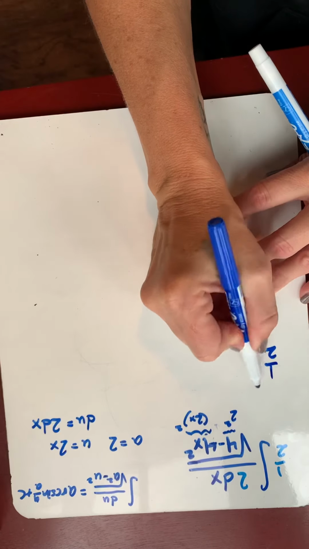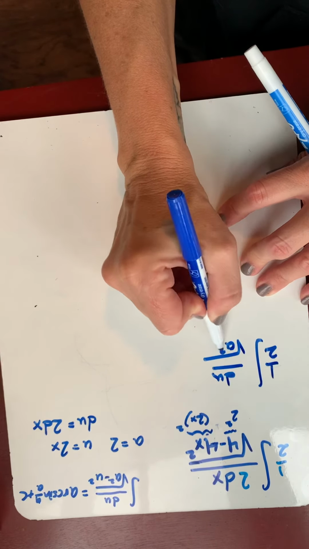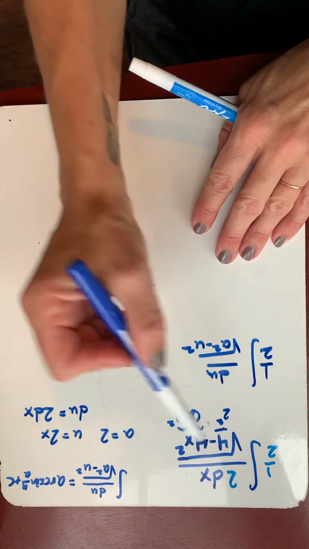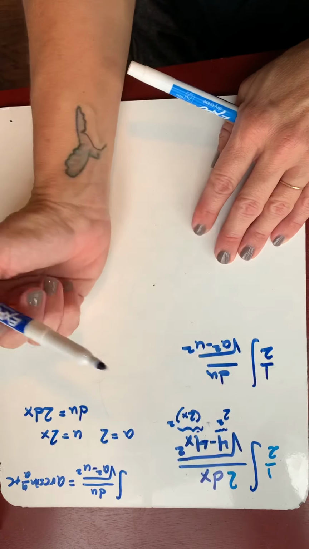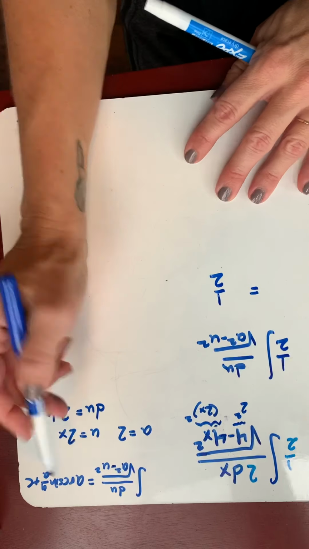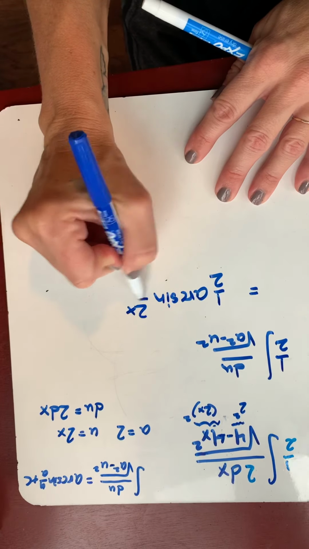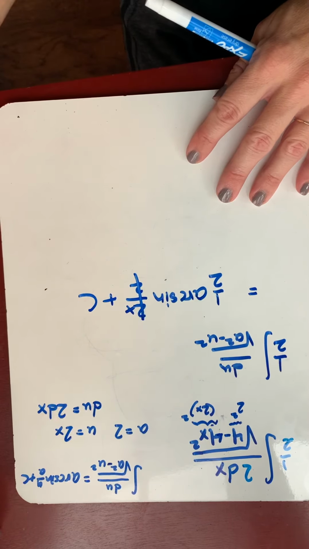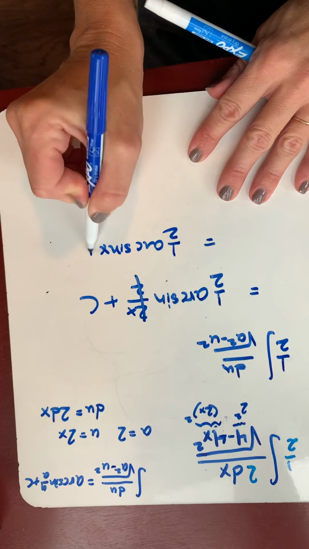I'm going to have 1/2 times the integral of du over the square root of a squared minus u squared. Hopefully I didn't skip a step there, and hopefully that makes sense. I know that this is a, I know that this is u, and I know that I needed a 2 and a 1/2. So here we go. 1/2, I'm going to go to my formula, arc sine of u over a plus c. Yes, I can reduce them. 1/2 arc sine of x plus c.